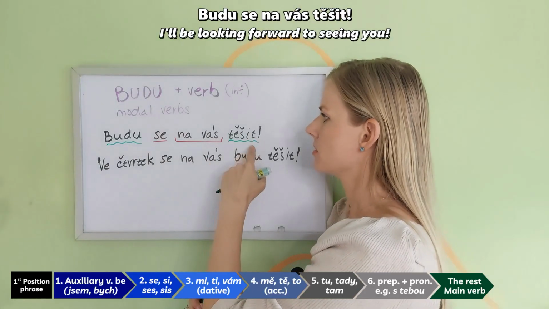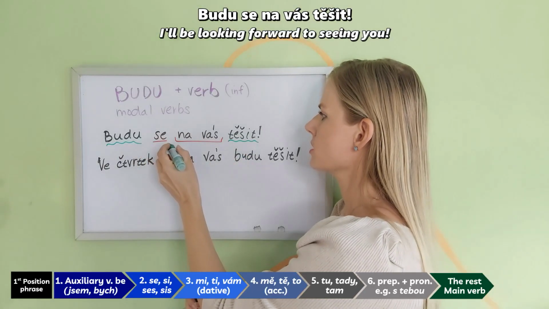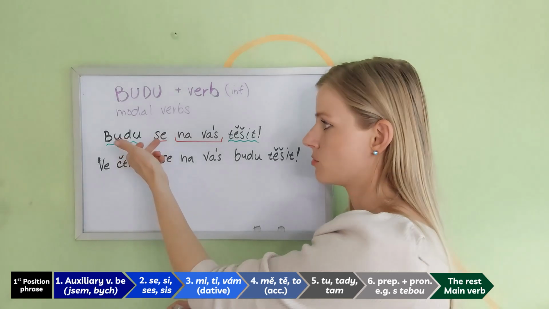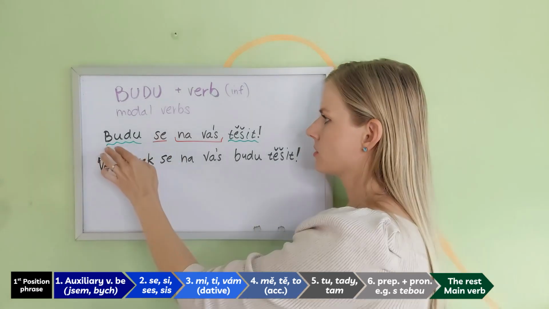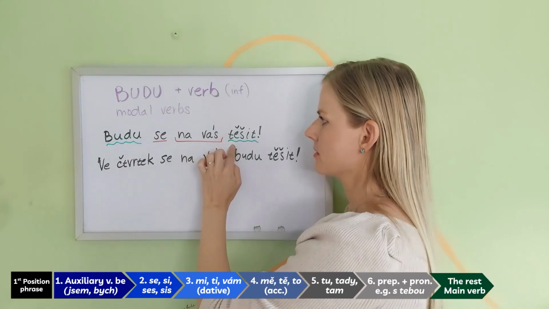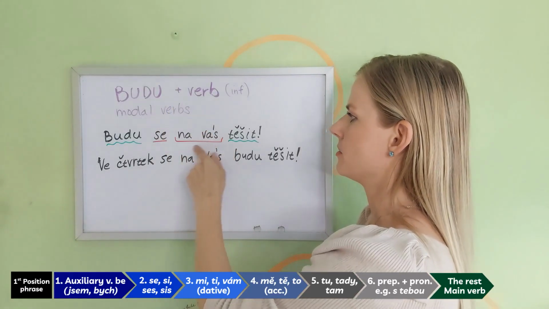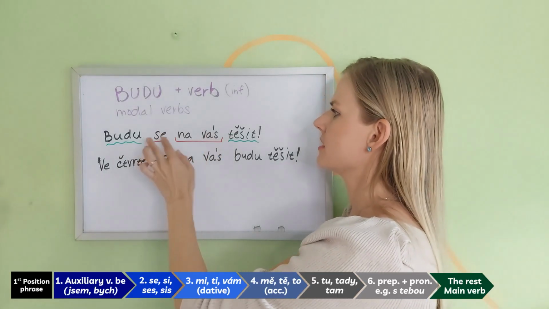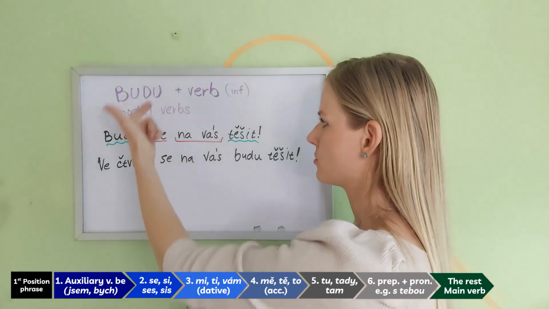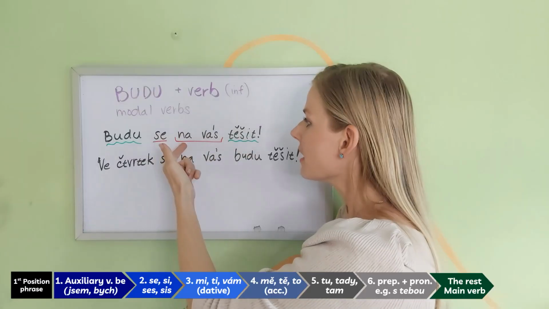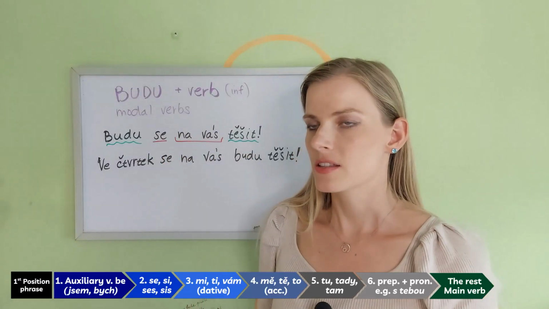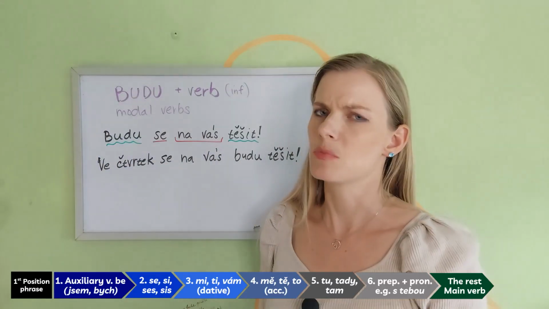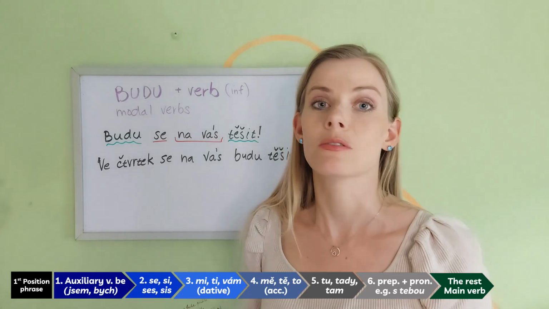Budu se na vás těšit. You know that se actually belongs to těšit, right? Těšit se. But they're all separate because se has to be first in this case. So we have budu se těšit, but we also inserted the phrase with a preposition and a pronoun. So budu těšit se na vás is not correct because se has to be before. Budu se těšit na vás would emphasize I'll be looking forward to seeing you, but not you. That would be a subjective word order, and I'm not gonna talk about it today.